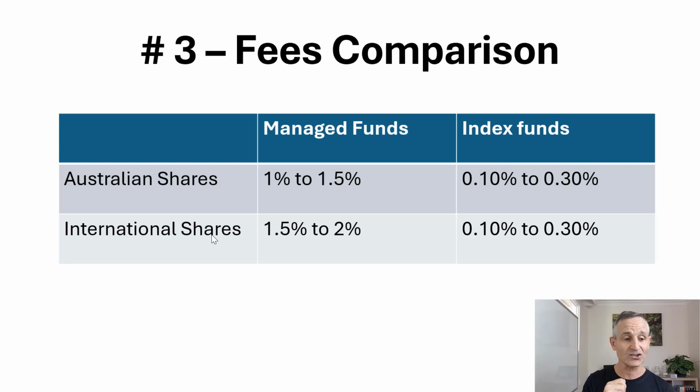If we look at international shares, this is again more expensive because obviously researching overseas companies can take a lot of time and a lot of energy, a lot of manpower. So international shares, if you're in a managed fund, you're paying between 1.5 and 2% in fees. But if we look at the index funds, again, because they're simply just tracking an index, no research team required, again, the fees are around that 0.1 to 0.3%. So a very big difference between the two.